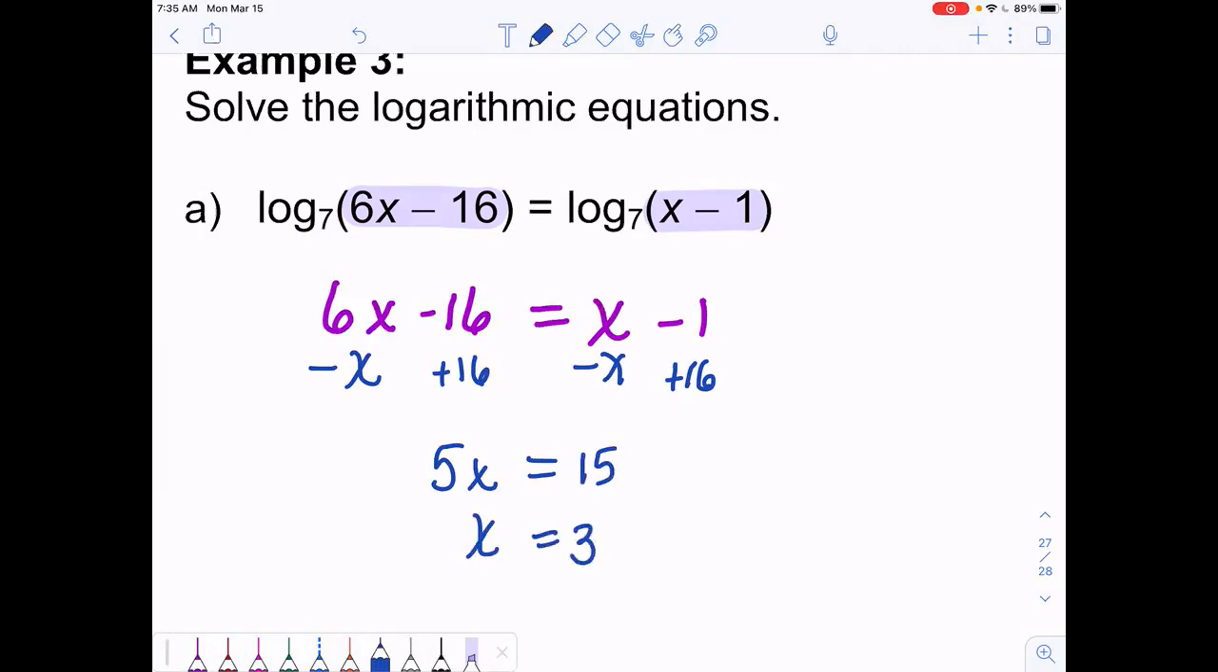And we could do a little check. If you plug in 3 for both of these, it does hold true. 6 times 3 is 18, minus 16 makes 2. And on the other side, 3 minus 1 is definitely 2. So you can check to make sure that it is the property of equality that the two are true. Questions? Pretty straightforward, property of equality.